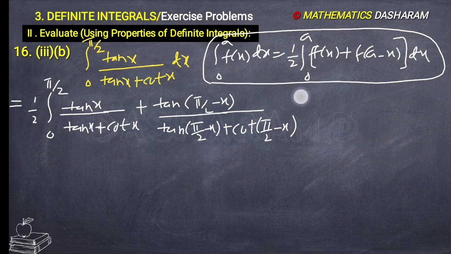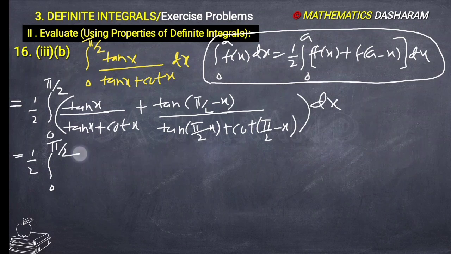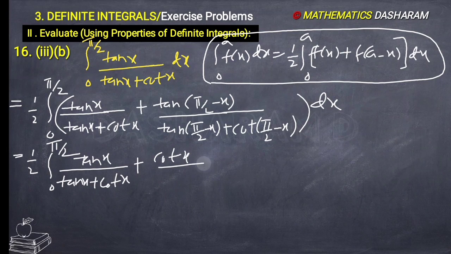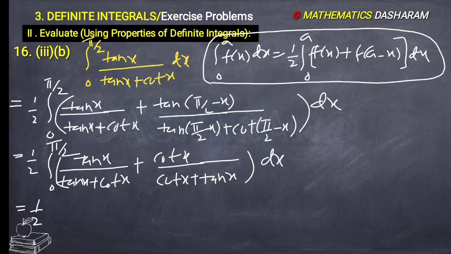minus x)) whole dx. Then it is equal to 1 by 2 integral 0 to pi by 2. Tan of (pi by 2 minus x) is cot x. Here also same, cot x. Cot of (pi by 2 minus x) is tan x, whole dx. Then it is equal to 1 by 2. Here observe that both denominators are equal. So 0 to pi by 2.